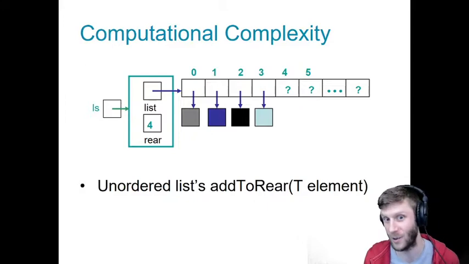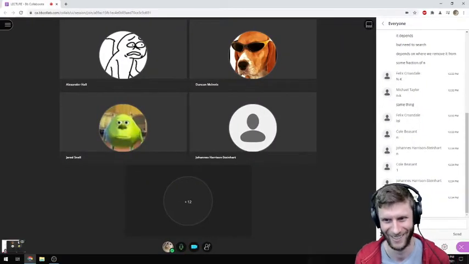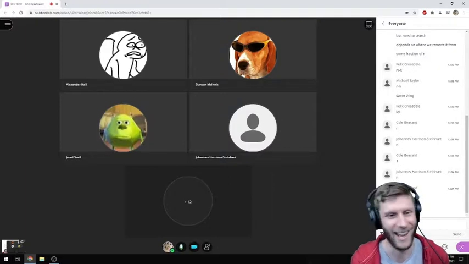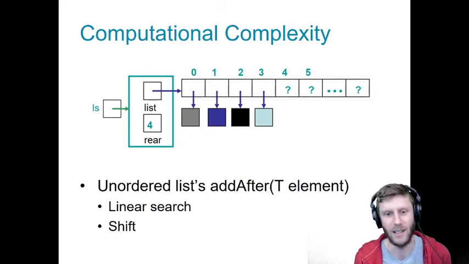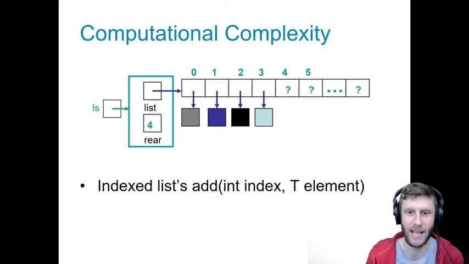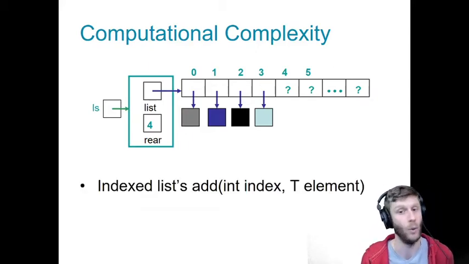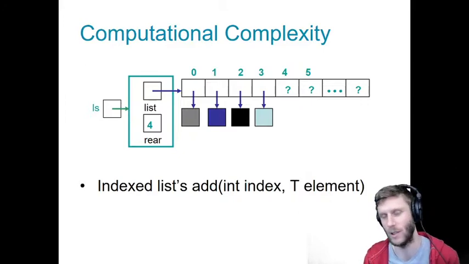Unordered list, add to rear. Cool. You give me this one. Hey, there you go. Add after. Well, that's going to be a linear search and a shift, so order n. Index list, add at a given index. Ooh. So we don't have to do a linear search anymore.